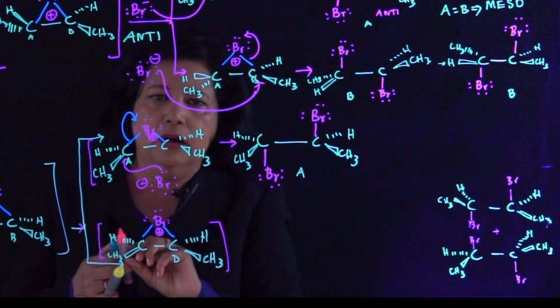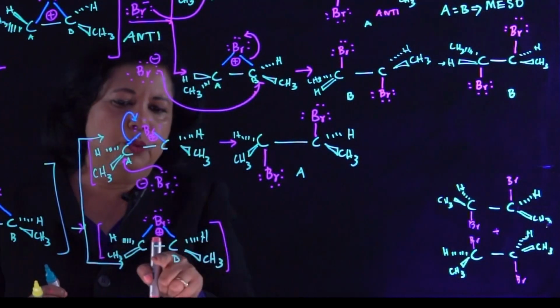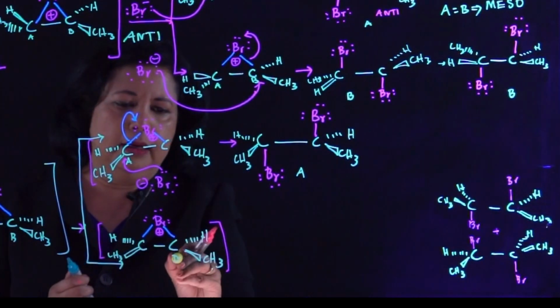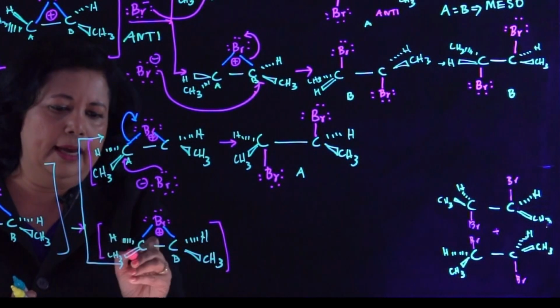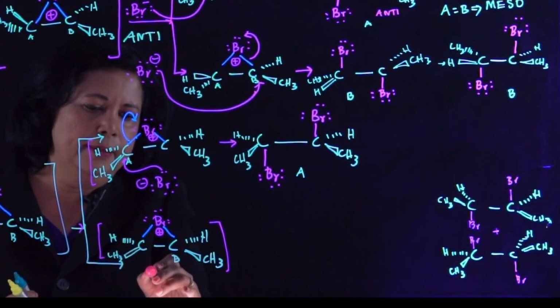And let's attack on B, and let's see what happens when we attack at the B carbon. So same thing as before. Let's say we have a Br minus coming in.